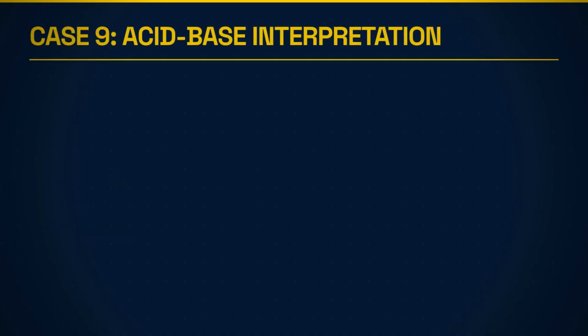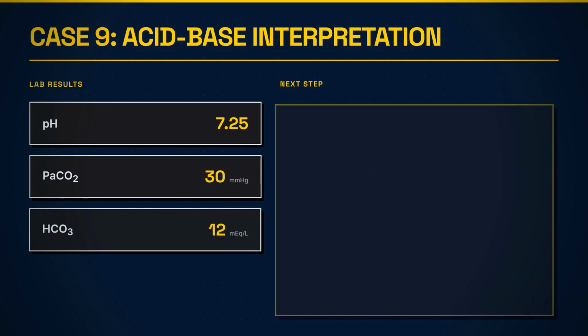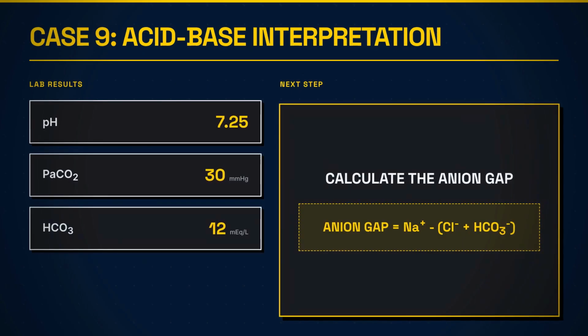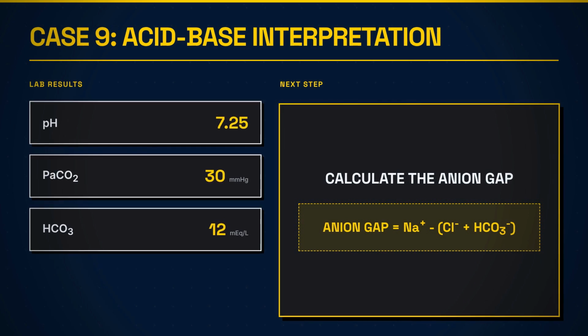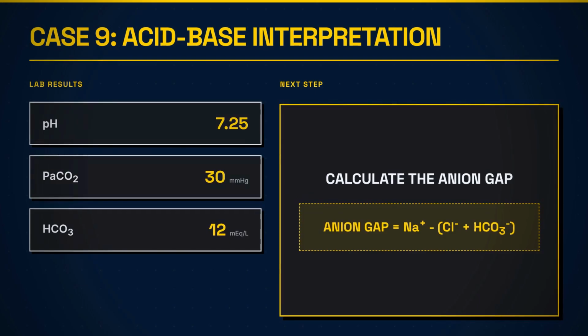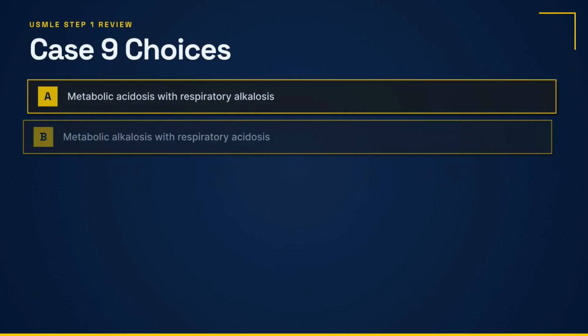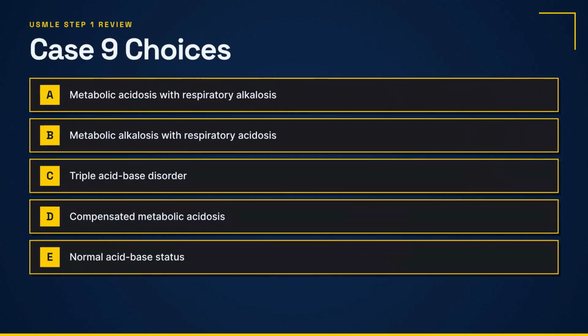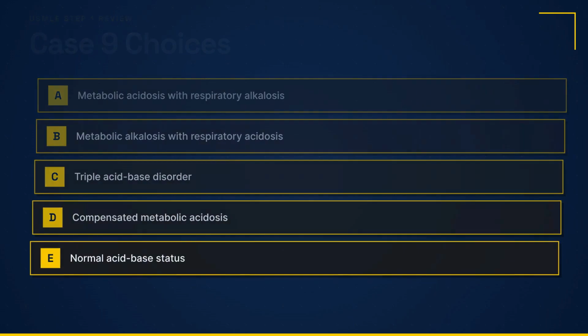Case 9. A 50-year-old patient with chronic obstructive pulmonary disease and recent vomiting presents with the following arterial blood gas results: pH 7.25, PaCO2 30, and bicarbonate 12. The serum sodium is 140 and chloride is 100. What is the primary acid-base disorder? A, metabolic acidosis with respiratory alkalosis, B, metabolic alkalosis with respiratory acidosis, C, triple acid-base disorder, D, compensated metabolic acidosis, or E, normal acid-base status. Pause and select.